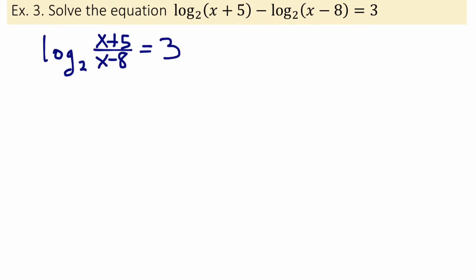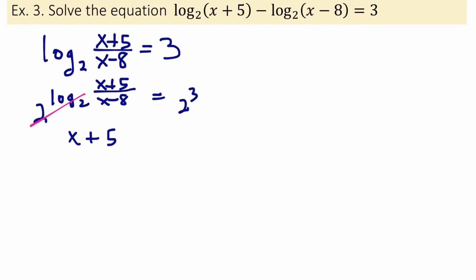So then we would raise up by the power of 2. So we would say 2 to the log base 2 of x plus 5 over x minus 8 is equal to 2 to the 3rd power. So that allows us to cross this log off here. So we've gotten the x's in a position where we can solve.